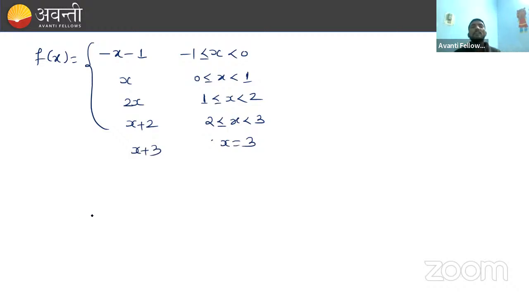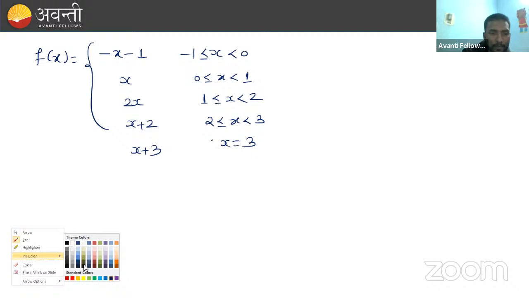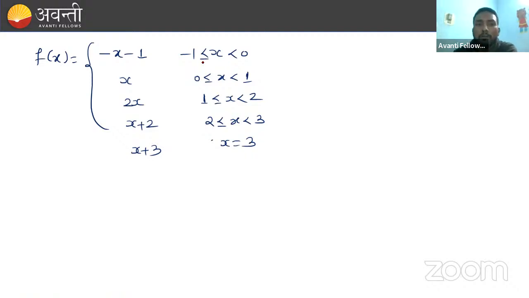Okay, now we can find the continuity. So what do we need to check? We need to check at the boundary points where the function is changing. So we have to check at x = 0, x = 1, x = 2, and then we also have to check at x = 3, and also at x = -1. First of all, I will check at x = 0.